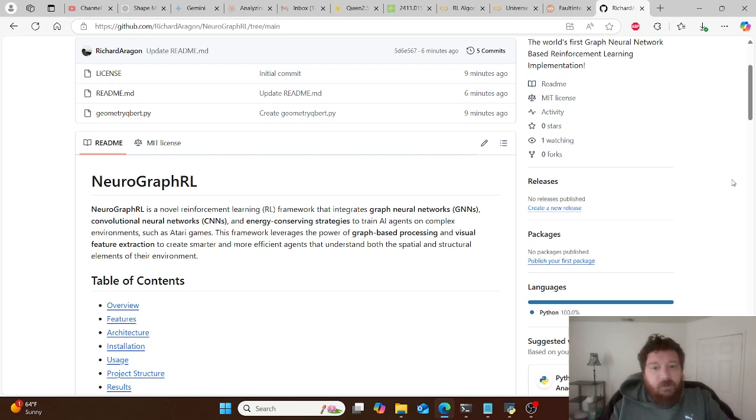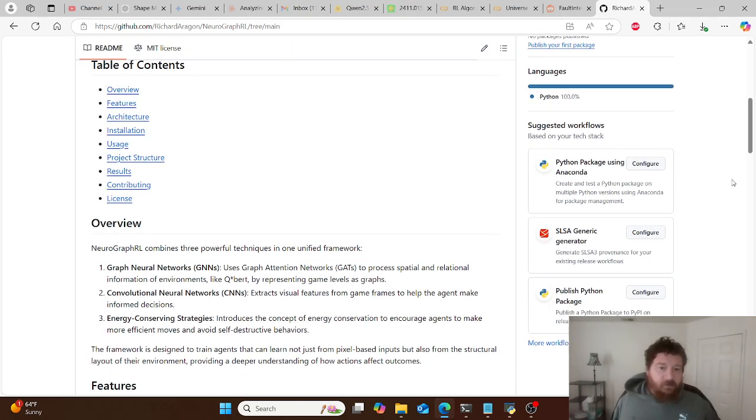The framework leverages the power of graph-based processing and visual feature extraction to create smarter and more efficient agents that understand both the spatial and structural elements of their environment. And that's the goal here, right? Is to understand both the spatial and structural elements of the environment. That's why I'm utilizing the CNN. That's why I'm coupling it with the GNN and giving it all of that data, right?